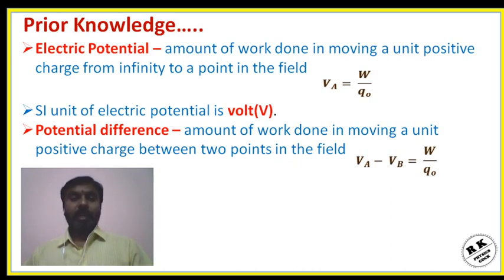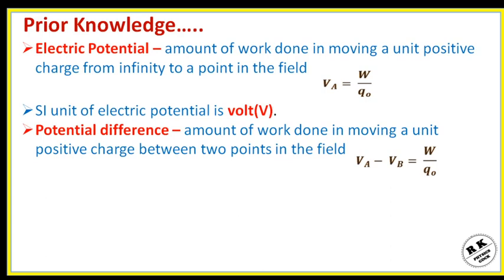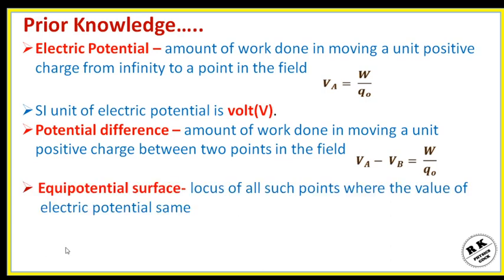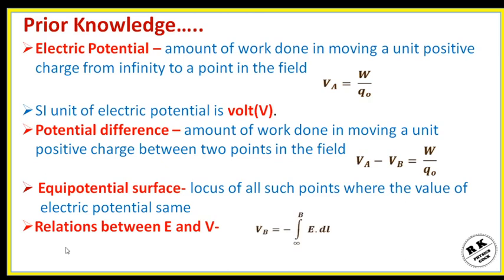Let us see another one, that is equipotential surface. An equipotential surface is defined as a collection of all such points at which the value of electric potential is the same. Next, the relation between electric field intensity and electric potential. They are related as V is equal to minus integral E dot dl. This is the integral form, and the differential form is E is equal to minus del V. This is the gradient. Electric field intensity is the negative gradient of potential.